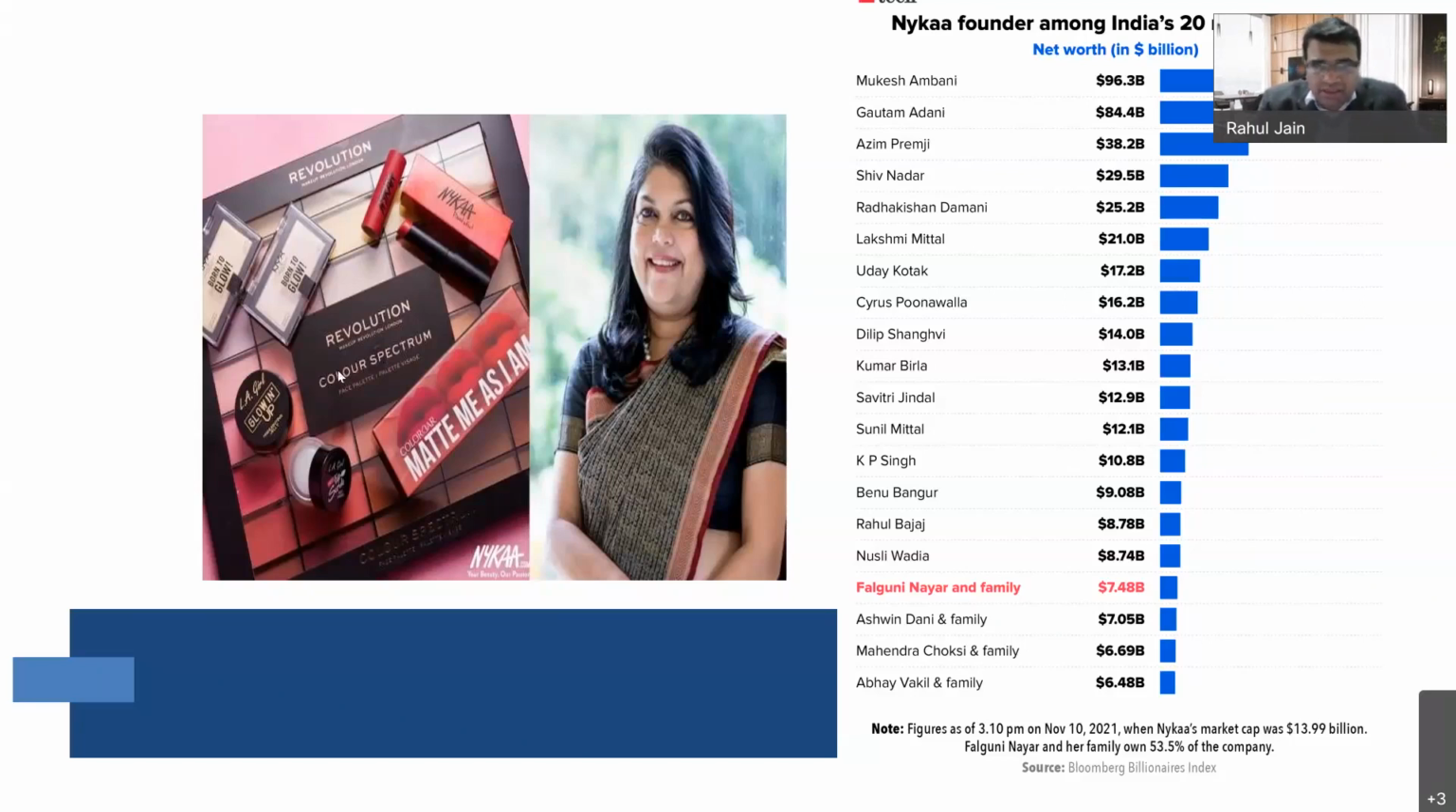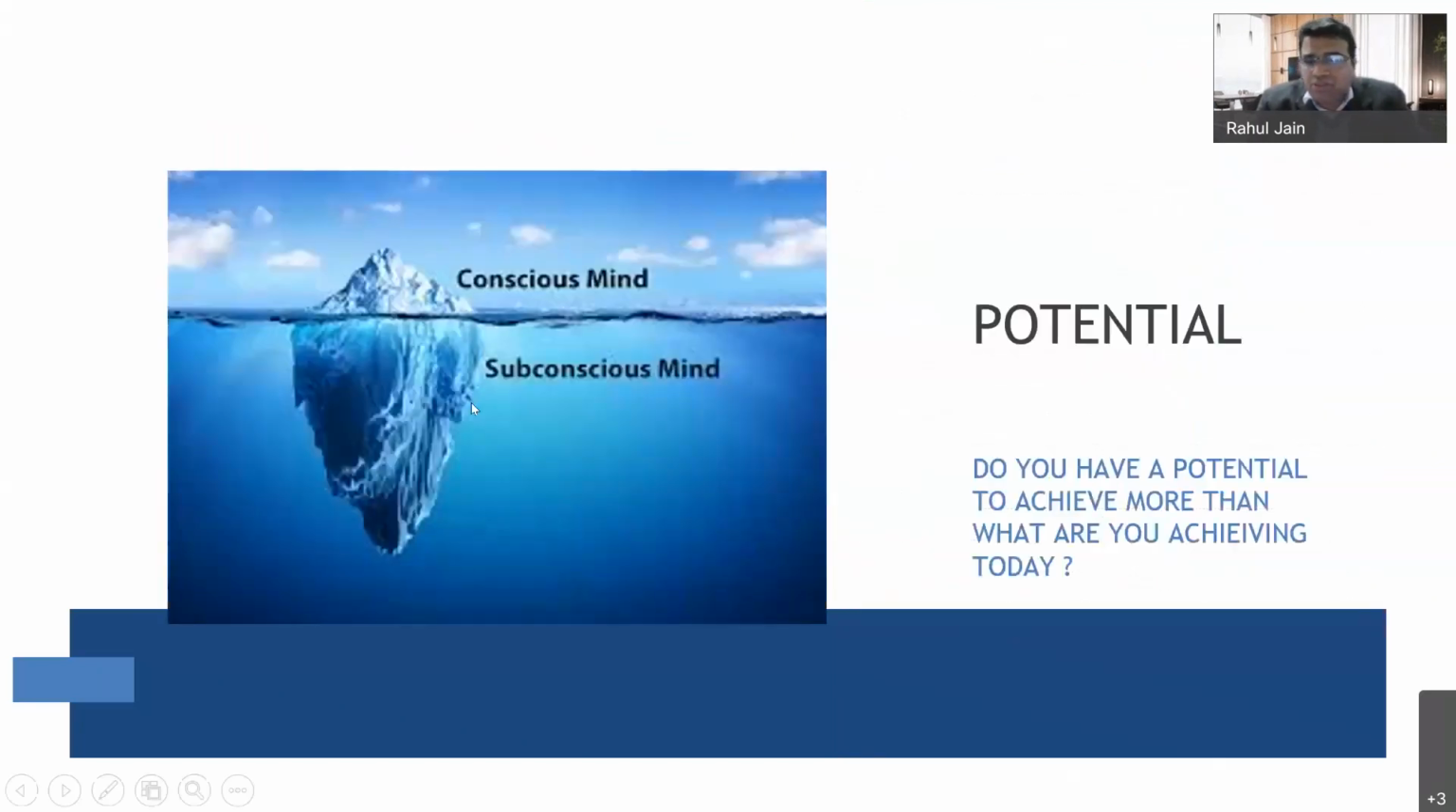My next question is, what kind of potential are you using currently? Are you using your 100% of your potential? No, yes. Mr. Amit is saying no. And I feel, yeah, we are not using 100% of our own potential. In fact, Albert Einstein has also said that he was using just 10 to 15% of his potential. So do you want to enhance the realization of your potential?